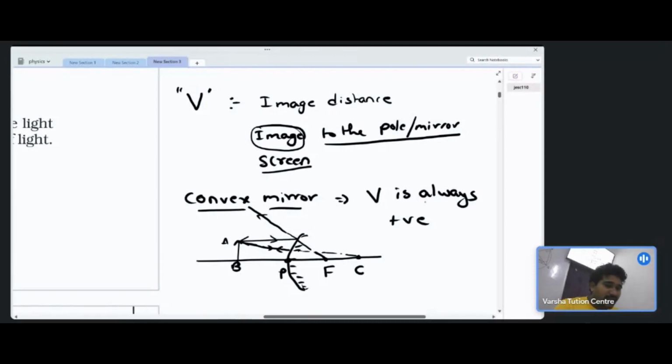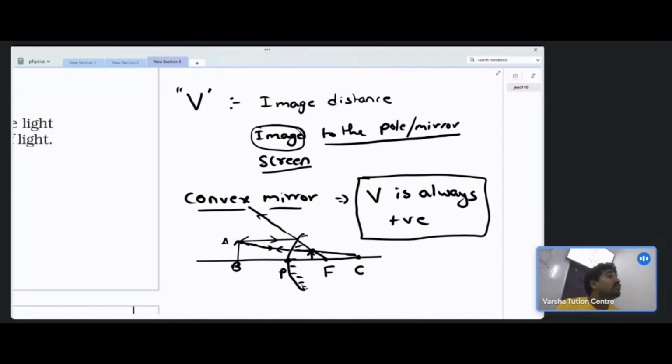But when you extend it backward, these two rays are meeting at this location, right? This is going to be your image. Understand? So all the time the image will be formed on the right side of the pole. That's why V is always positive. Keep that in mind. V is always positive for convex mirror only, not for the concave mirror.